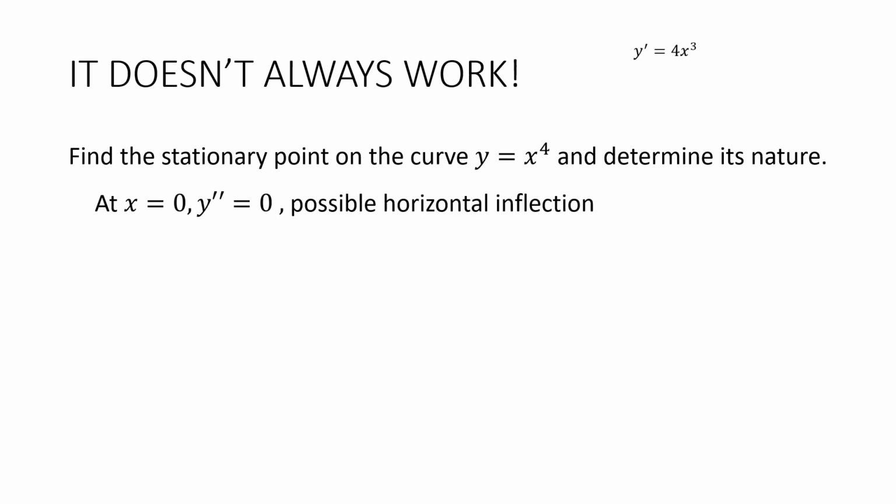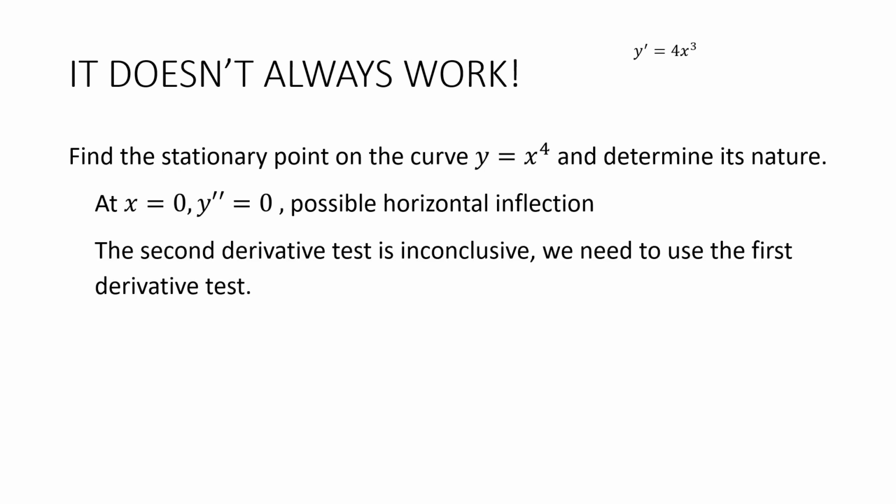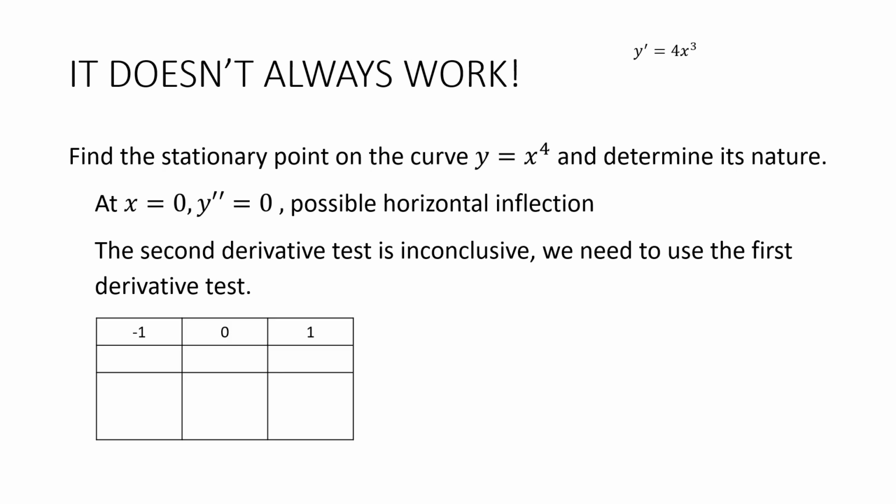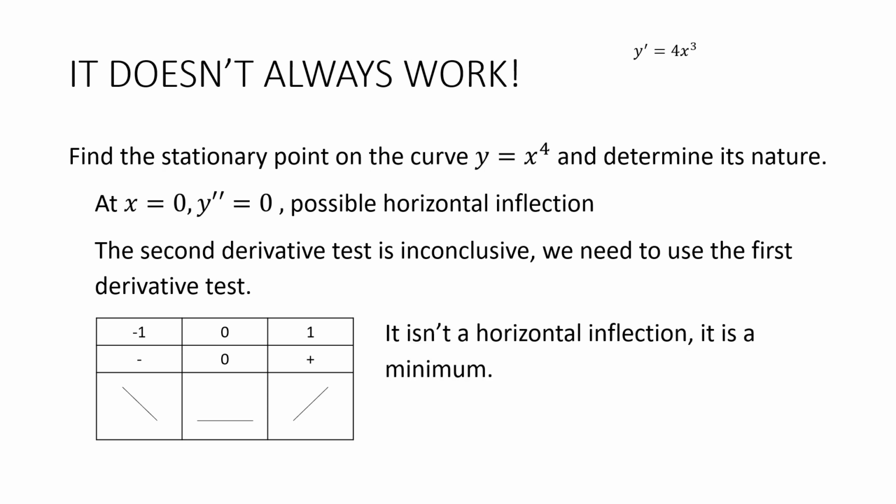So when we get the first derivative equal to 0 and the second derivative equal to 0, the second derivative test is inconclusive. Okay, sometimes it works and sometimes it doesn't. We need to use the first derivative test to verify. So we have a possible horizontal inflection at x equals 0. Let's test either side. We're going into the first derivative. Put the -1 in, we get -4. Put the 0 in, we get 0. Put the 1 in, we get +4. Drawing it up, actually it isn't a horizontal inflection, it is a minimum.